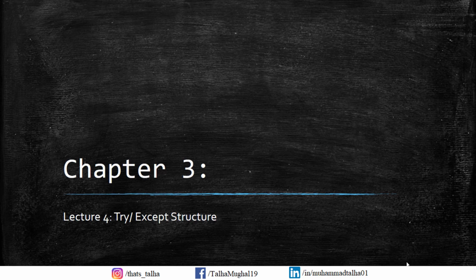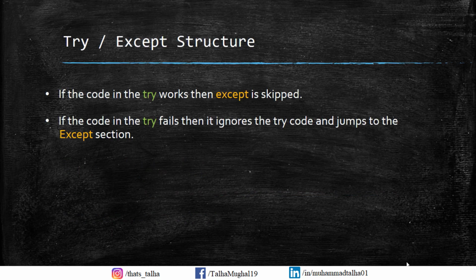We will look deeper inside this try and except structure, and we'll try to figure out what are the benefits that we can get from this structure. Simply, if the code present in the body of the first condition, which is try, works, then except is skipped. But if the code in the body of try fails, then it ignores the try code and jumps to the except section.